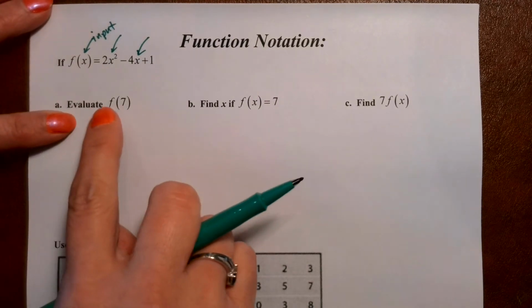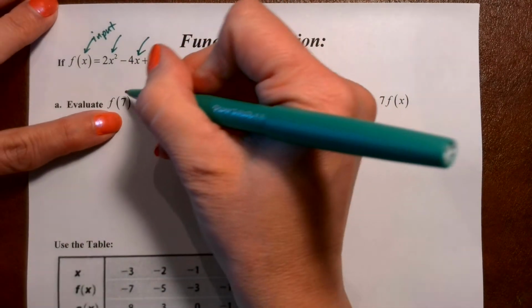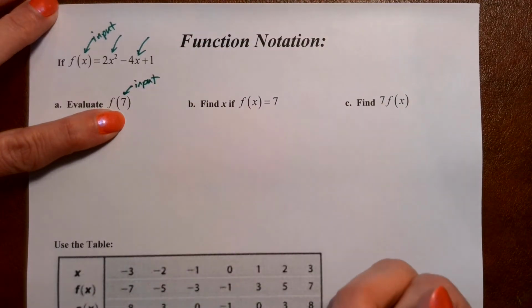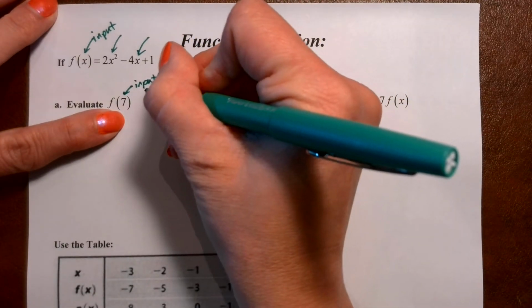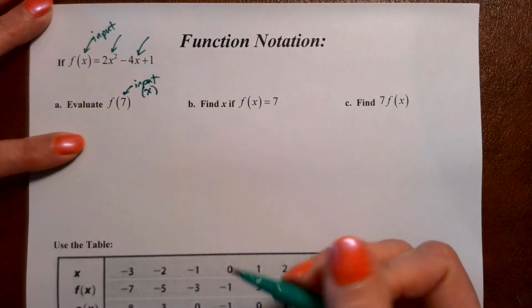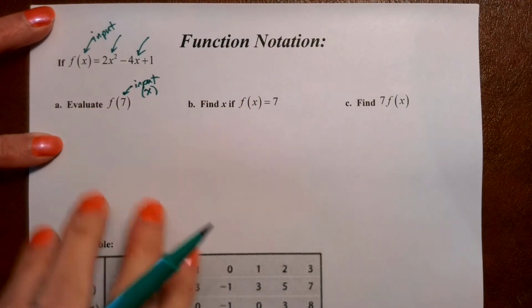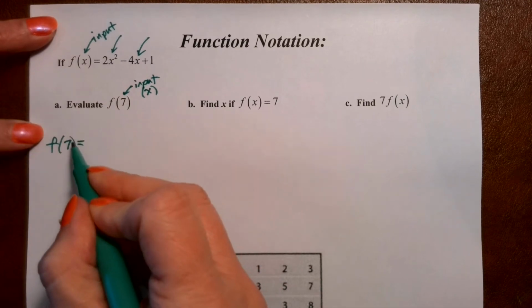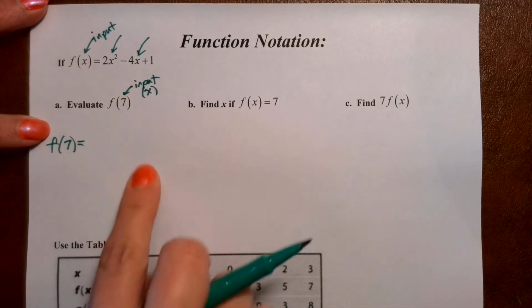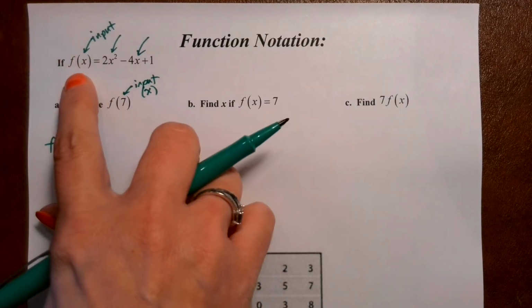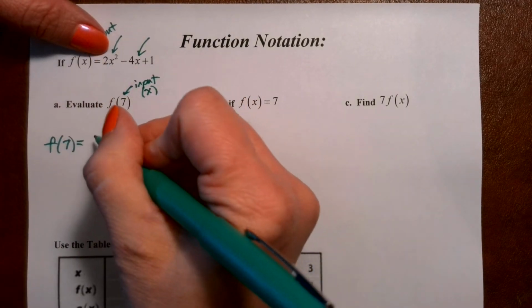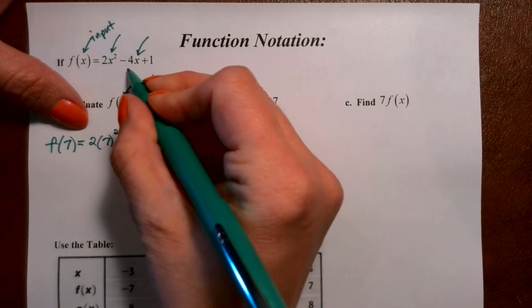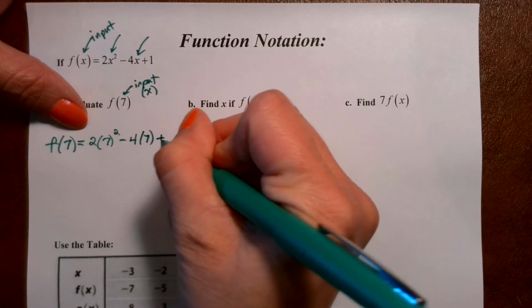When it says evaluate f of 7, they want you to take 7 and put it in as an input, into the x spot. It's very important when you do your work that you start by saying f of 7. Tell me what number you're plugging in. Don't just start doing a bunch of work. So for the f function, I'm going to put a 7 into the input spot: 2 times 7 squared, and then minus 4 times my input.